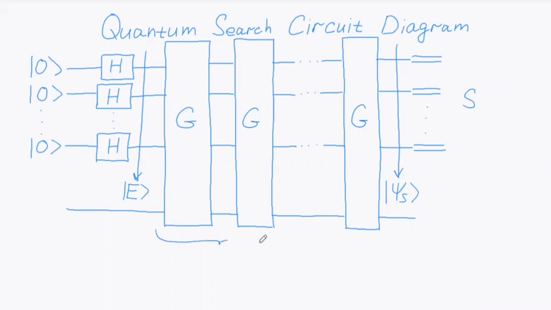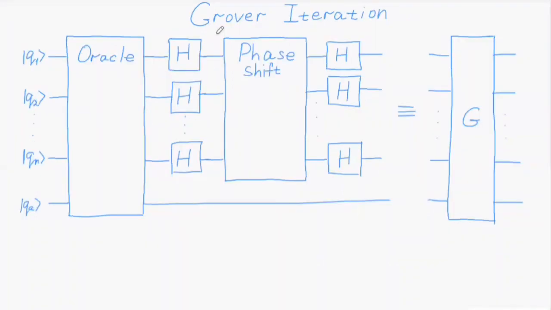Just for completeness, let me write down below that we need to repeat Grover iterations about square root of N times, or a little bit more precisely, about pi over 4 square root of N times. Now let's take a closer look at the Grover iteration in order to see why this whole procedure actually works. The Grover iteration consists of the four following parts: an oracle, a set of Hadamard gates, a phase shift operator, and a set of Hadamard gates.